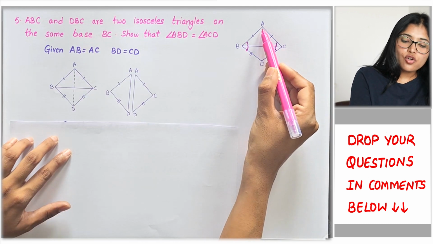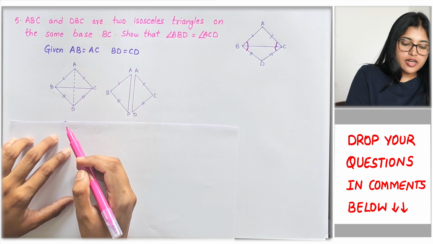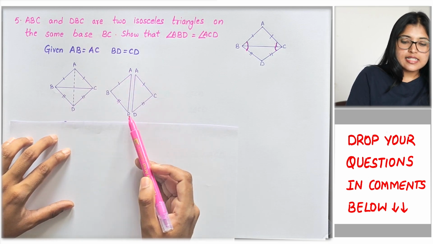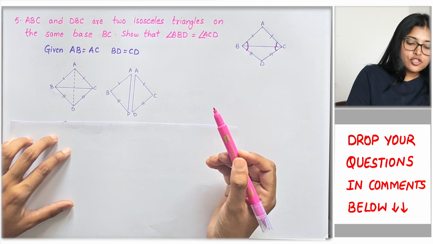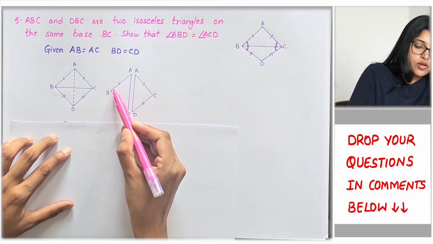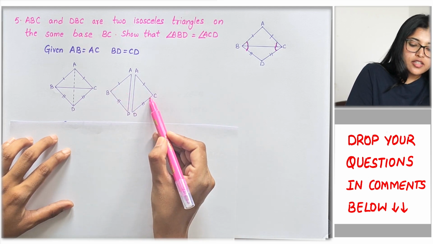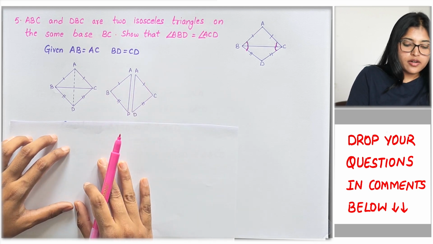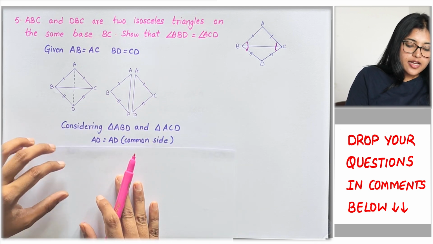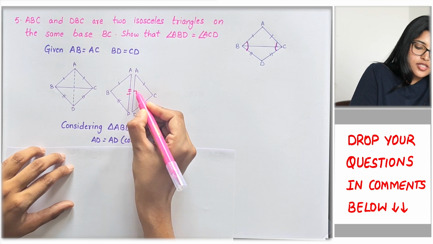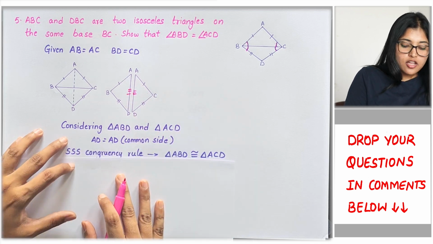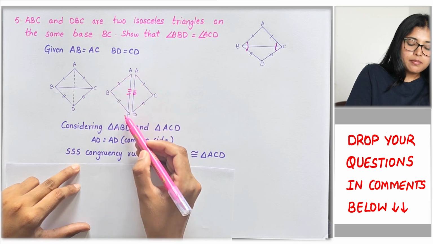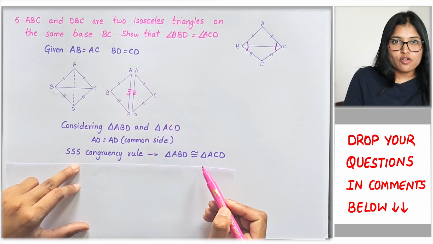Now I have joined AD using a construction line and I have taken two triangles ABD and ACD separately here. In order to show that these two angles are equal, I need to take triangles in a way where these two angles are available. So I have drawn in this way over here. In this I can see that AD is equal to AD, so this side and this side have a common side. So I can use SSS congruency rule to say triangle ABD and triangle ACD are congruent.